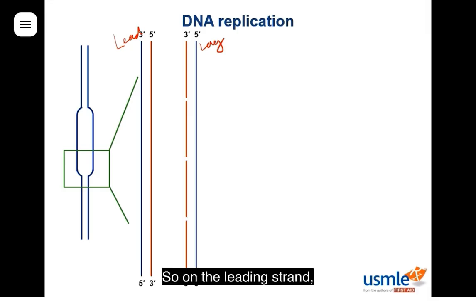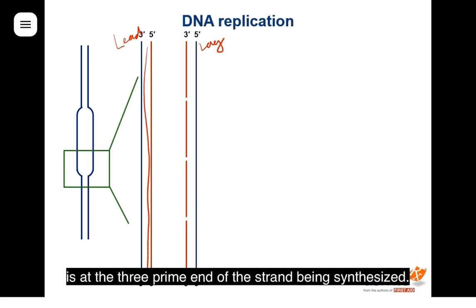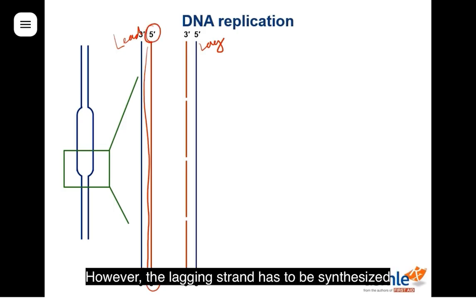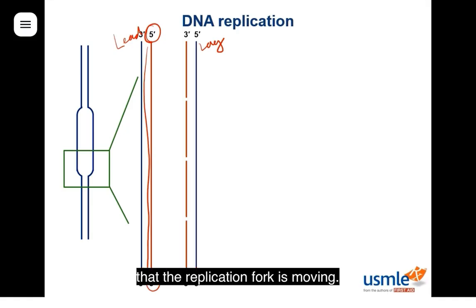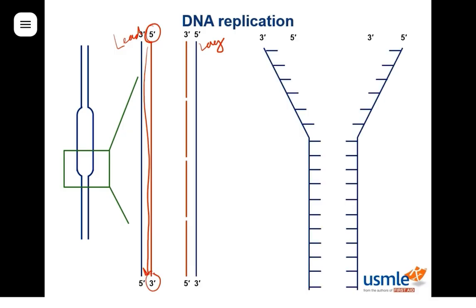So on the leading strand, the new piece of DNA can be synthesized continuously, since the replication fork that it's going towards is at the 3' end of the strand being synthesized, and therefore the origin of replication was at the 5' end. However, the lagging strand has to be synthesized in the opposite direction that the replication fork is moving, so as the replication fork progresses, it has to keep starting over. Do you know what each piece of DNA on the lagging strand is called? That would be an Okazaki fragment.